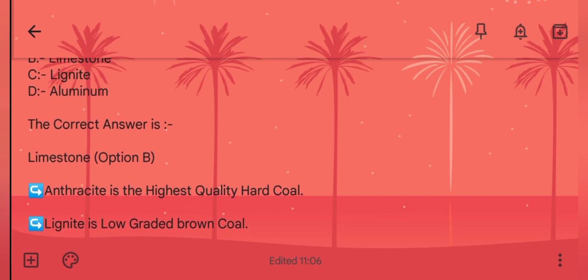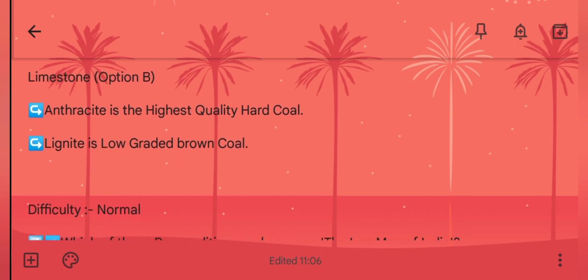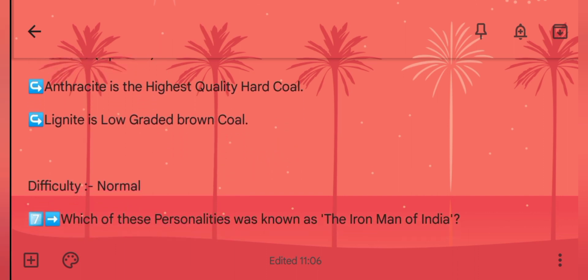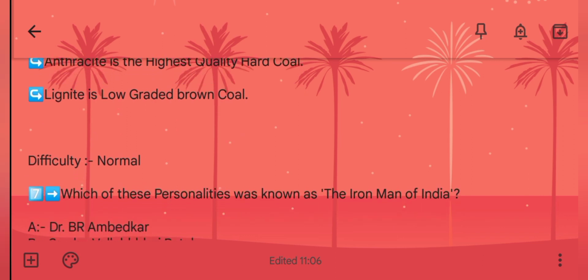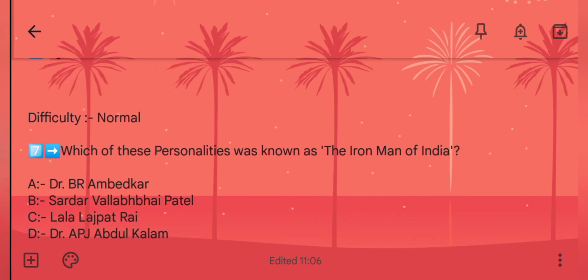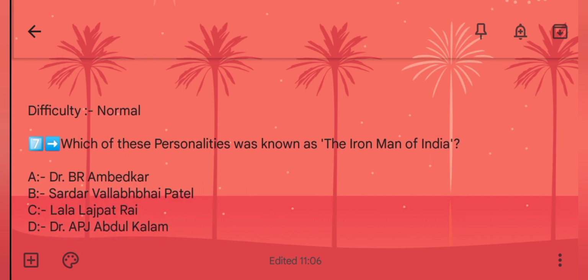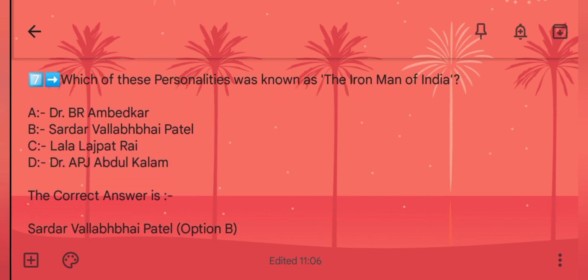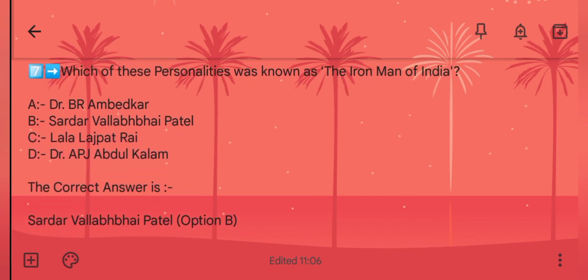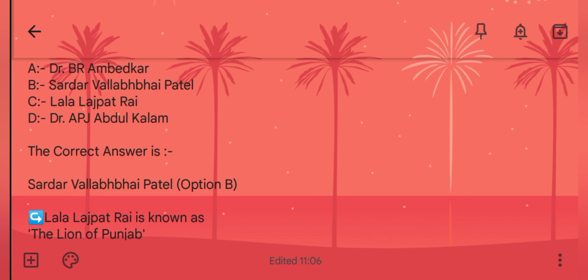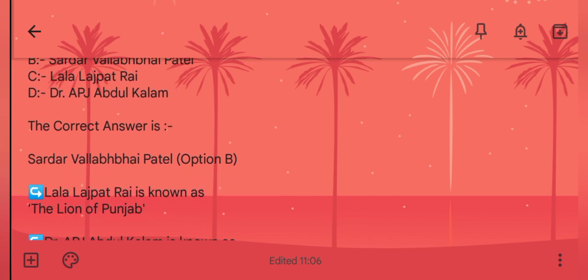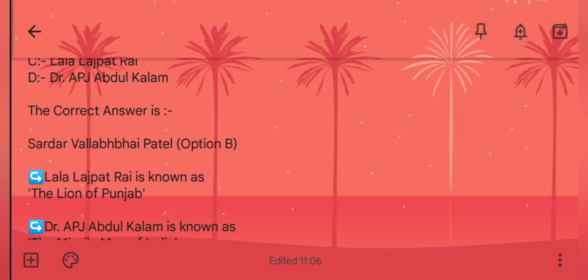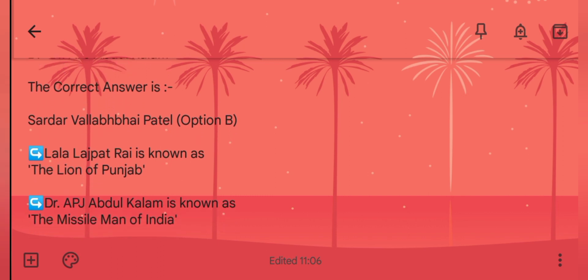Now let's move on to a normal difficulty question, which is, which of these personalities was known as the Iron Man of India? Option A, Dr. Bhimrao Ambedkar, B, Sardar Vallabhbhai Patel, C, Lala Lajpat Rai, or D, Dr. APJ Abdul Kalam. The correct answer to this question is Sardar Vallabhbhai Patel, or option B. Lala Lajpat Rai was known as the Lion of Punjab. Dr. APJ Abdul Kalam is known as the Missile Man of India.